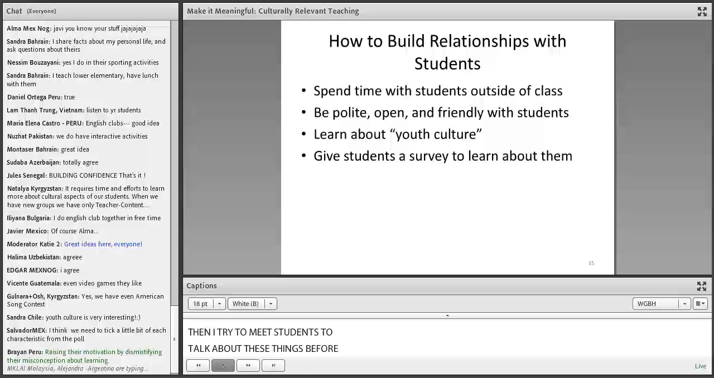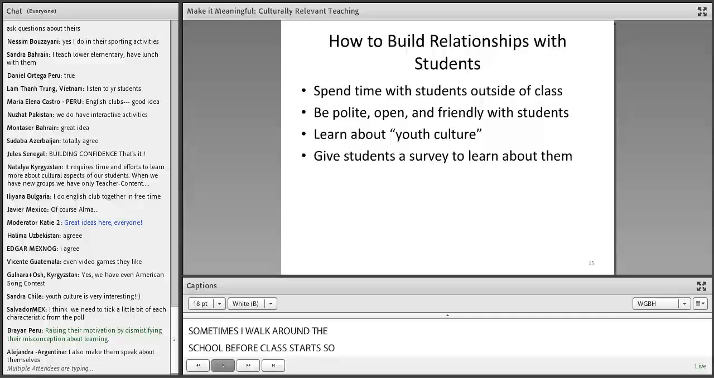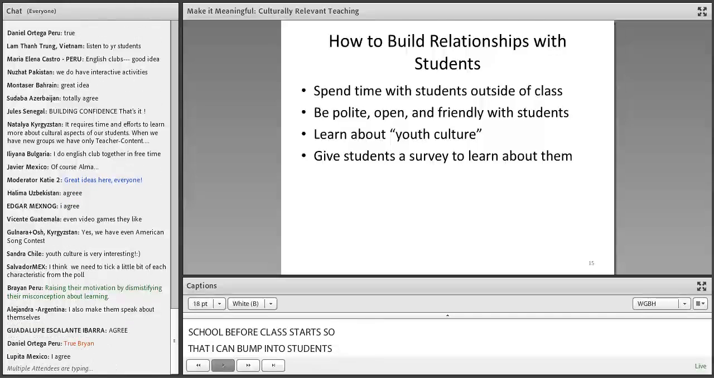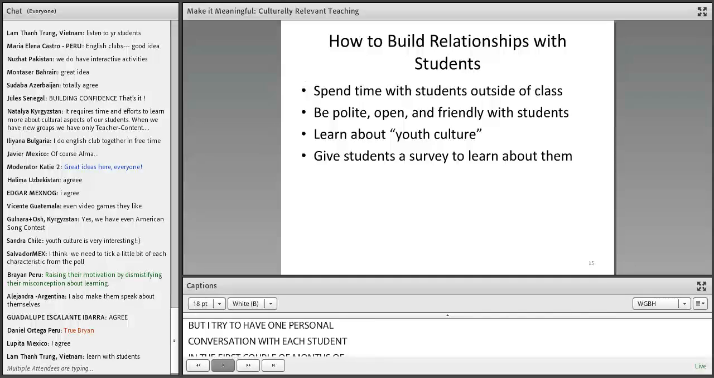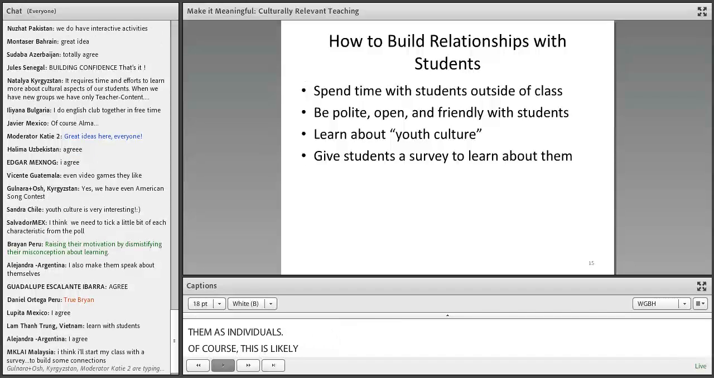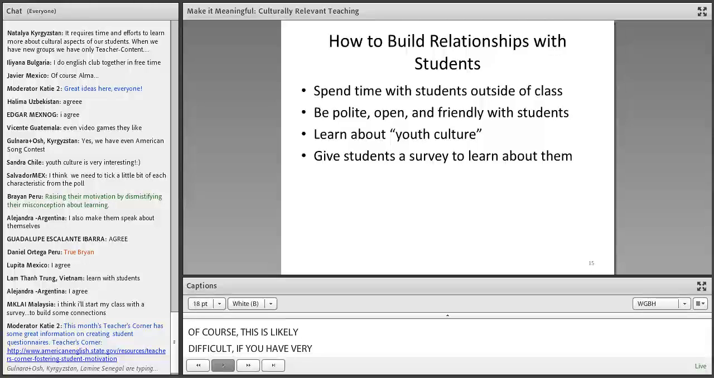Sometimes I walk around the school before class starts so that I can bump into students and have these conversations. But I try to have one personal conversation with each student in the first couple of months of school. Once I've done that, I cross their name off my list. I think doing this helps students see that I care about them as individuals. Of course, this is really difficult if you have very large classes, but it's worth a try. It will have a positive impact on the students that you can talk to.